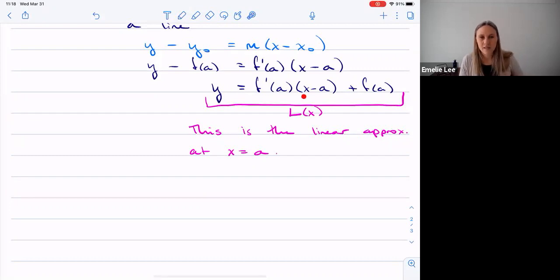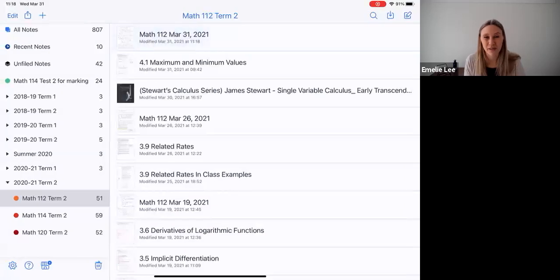This is the exact same as the equation of the tangent line, right? So what we're doing is not new. It's just that instead of calling it the equation of the tangent line, we're calling it the linear approximation at x equals A, which, thinking about what those graphs look like if you zoom in on them, really makes sense.